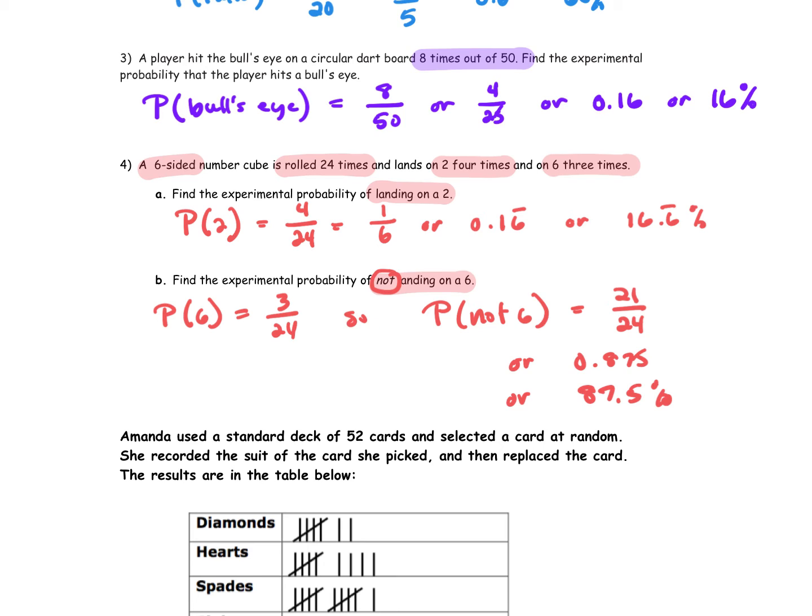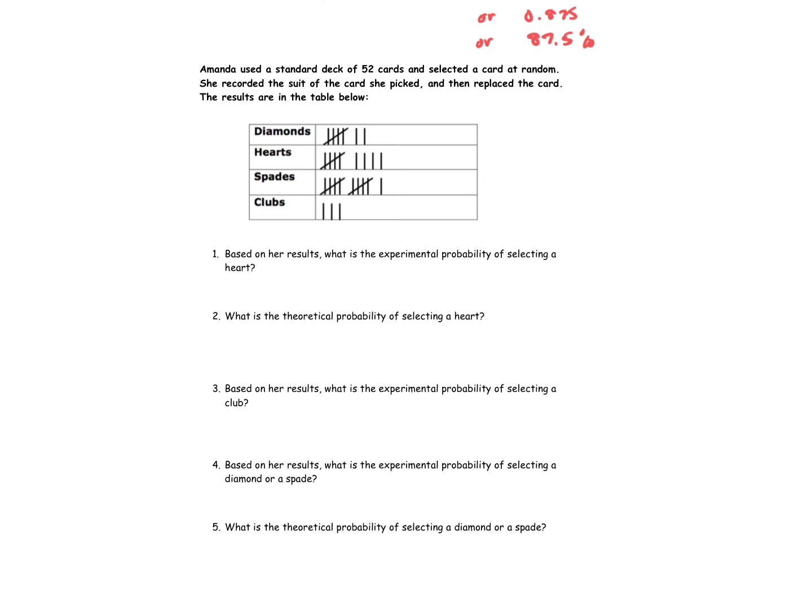So that meant that not landing on 6 would have to be 21 out of 24. And again, to get to the decimal, you take 21 divided by 24, and then to get to the percent, you need to multiply the decimal by 100. Let's go on to the next page.